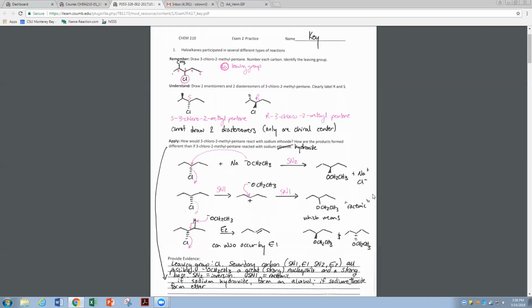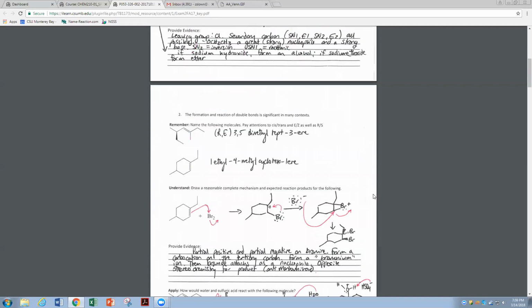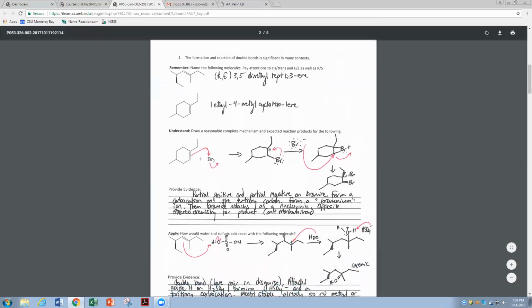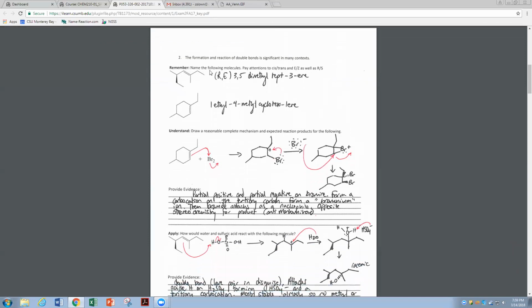All right, let's wrap up for problem 2. The formation and reaction of double bonds is significant in many contexts. So let's think about how we could name this molecule. We want to make sure that we're paying attention to cis or trans, and E or Z, as well as R and S. So when we think about this molecule, we can always number our longest carbons.